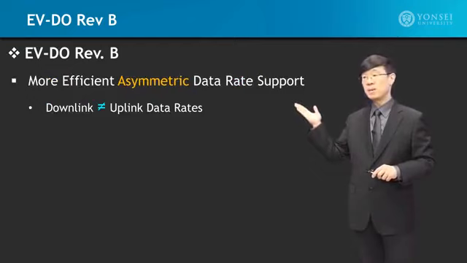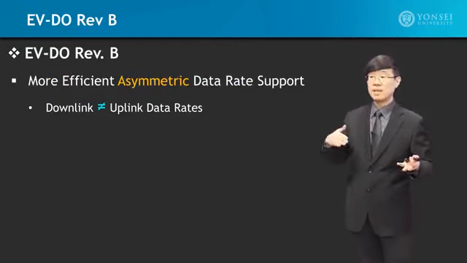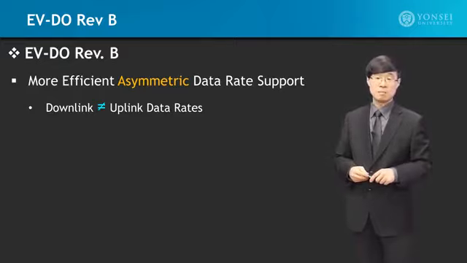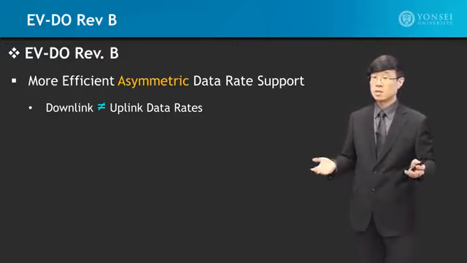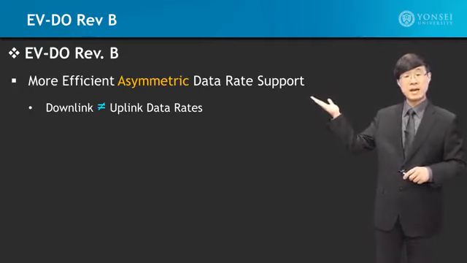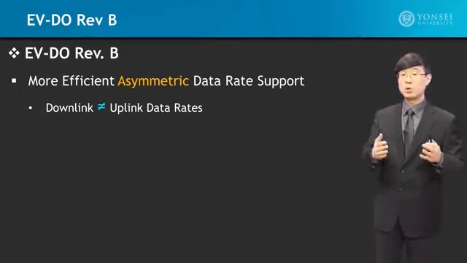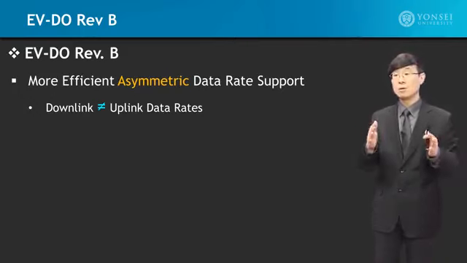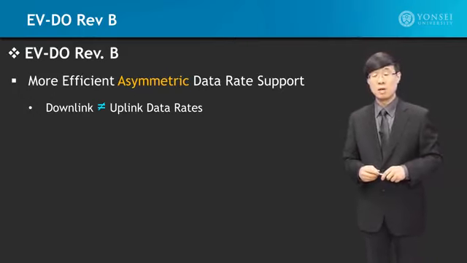More efficient asymmetric data rate support. Once again, asymmetric means that the downlink and uplink data rates are not the same. And of course, this is the case. And you can even have a higher flexibility of asymmetric capability where you can increase the downlink even more or reduce it to support a little bit more on the uplink data rate.